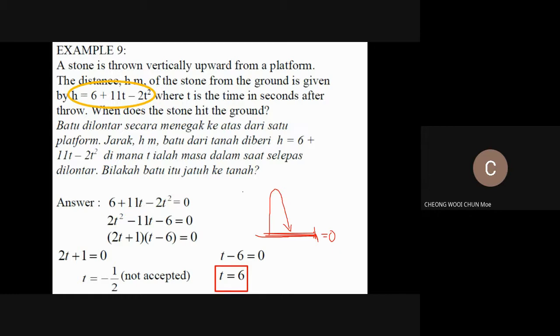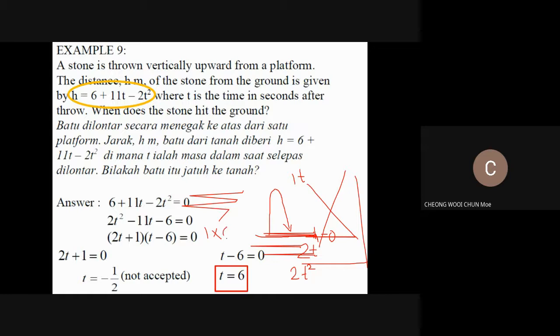Then from here, you use this method. Still remember this? 2t squared means 2 times 1 or 1 times 2. t squared means t times t. So 1 times 2, 2t times t, 2t squared. Then 6 is either 1 times 6 or 2 times 3.